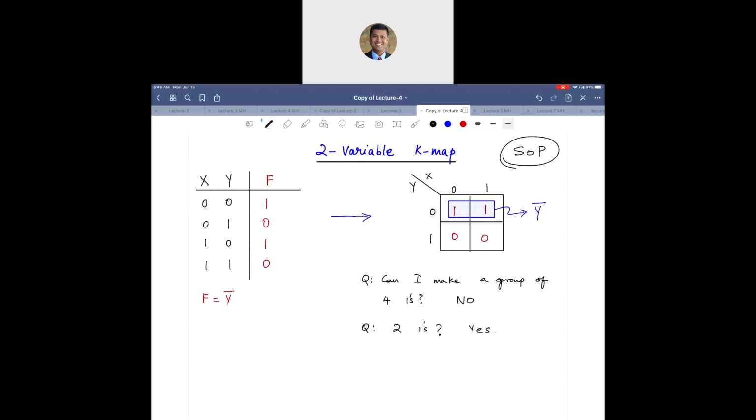As you can see, we covered all the ones here. The blue group covers all the ones in the K-map, the 2 variable K-map. So we are done. We don't need to do any more groups. That's it. One group of 2 ones. That's all we need for this.